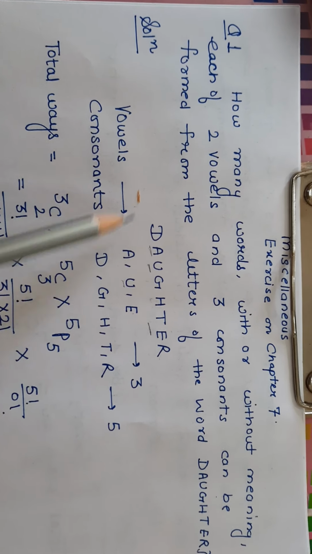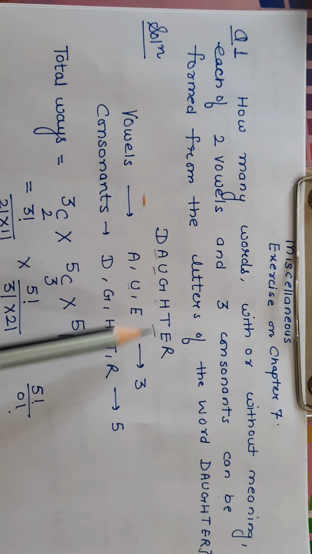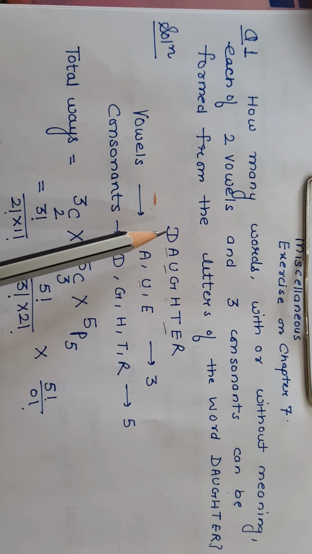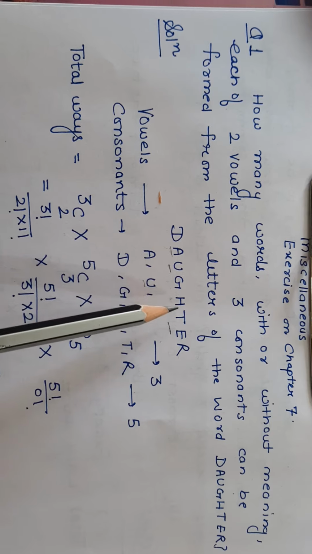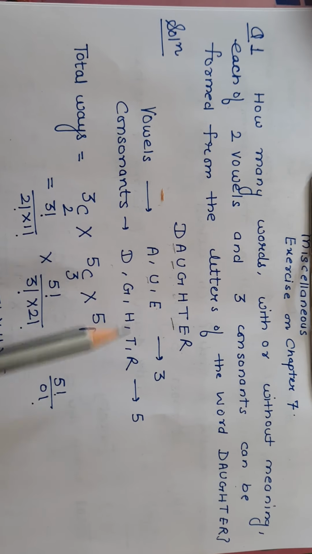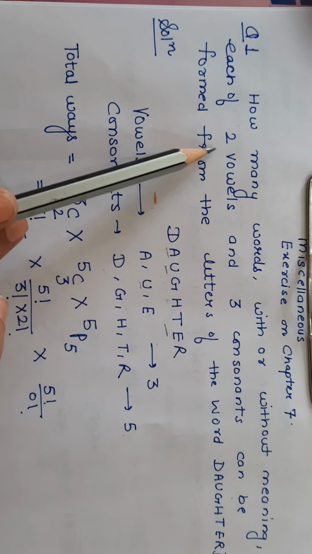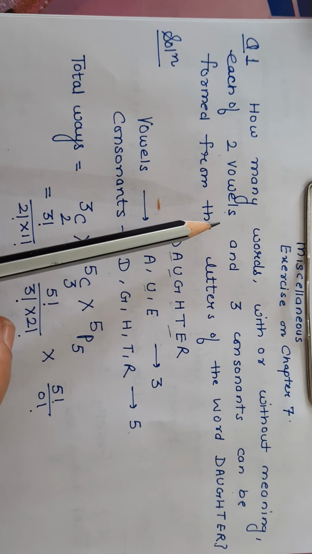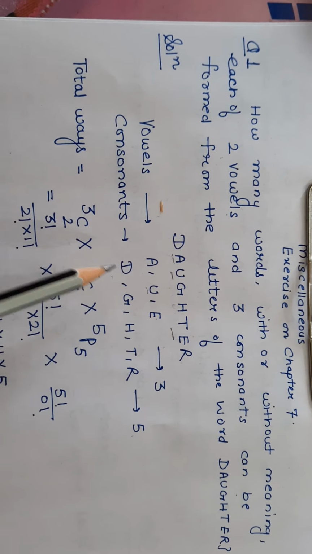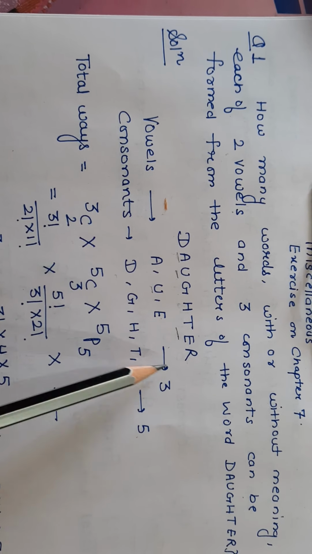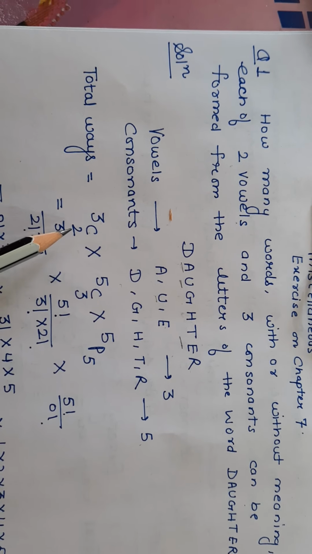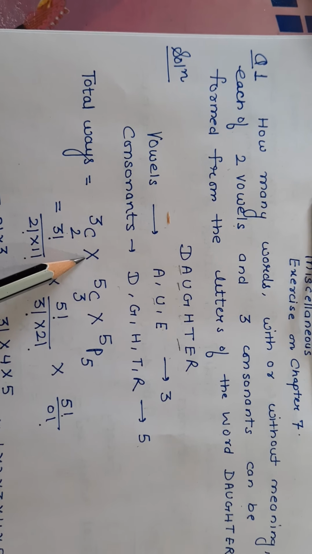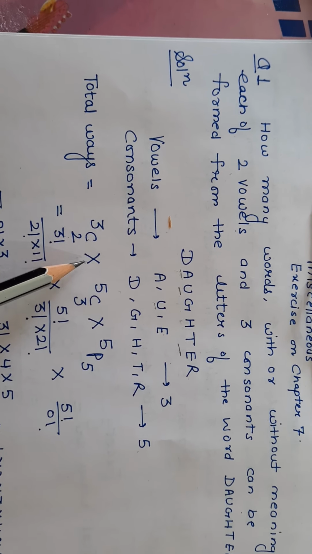If you look here, the vowels are A, U, E. That means we have three vowels and the remaining five letters D, G, H, T, R are consonants. Now you have to select two vowels. We know that for selection we need to apply combination. That means from three vowels you have to select two. So the ways are 3C2, and means multiplication.